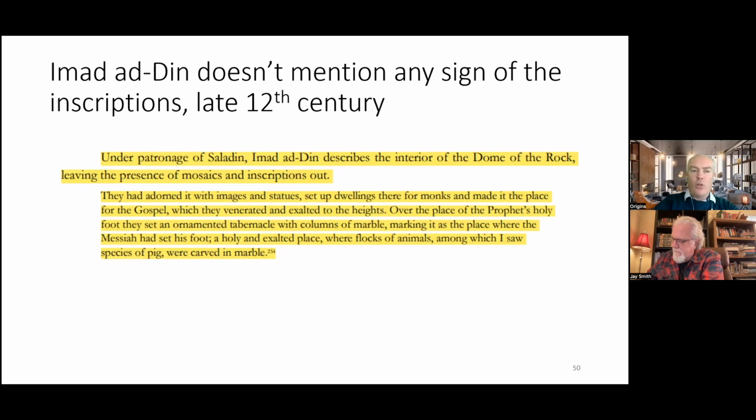Over the place of the Prophet's holy foot, they set an ornamented tabernacle with columns of marble, marking it as the place where the Messiah had set his foot, a holy and exalted place where flocks of animals, among which I saw species of pig, were carved in marble. Clearly, the Crusaders were having a bit of fun there by carving out sculptures of pigs, knowing well that the Muslims would not have been too happy with that. But what he leaves out is he doesn't mention anything about mosaics or inscriptions. Why not? So I think that again just confirms the absence of these.